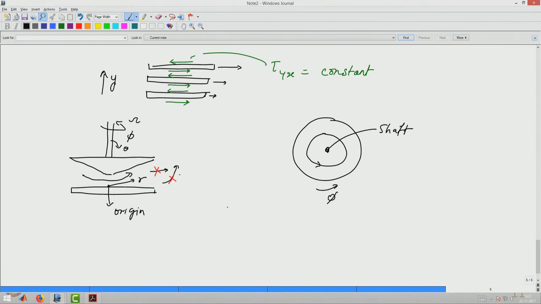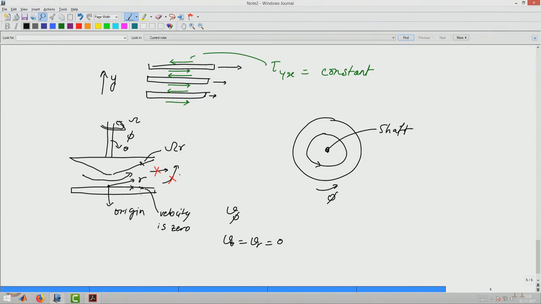So, therefore, we can say that V phi will be the only component which is present, and that V theta and V r are going to be 0. So, there is no radial flow, there is no flow in theta direction. Now, V phi, what can it be a function of? You can see that the bottom plate velocity will be 0, because the bottom plate is stationary. On the top cone, the velocity is going to be omega r because the top cone is rotating.